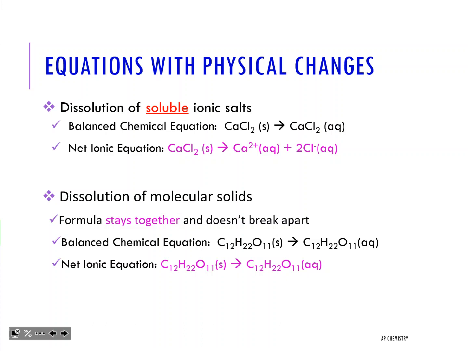Why doesn't it break apart? Because it's molecular. It is not for ions. It is all covalently bonded, sharing electrons. They don't break apart. Yes. How do you know that? How do I know it's molecular? Because everything in there is a nonmetal. When everything's nonmetal and there's no polyatomic ions, it's going to be molecular. Got it.